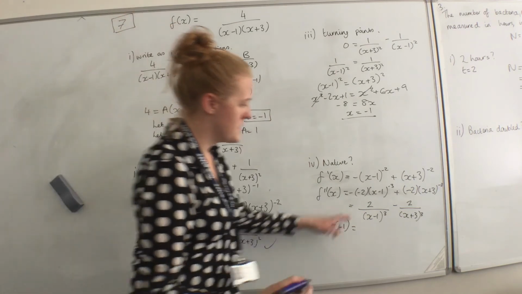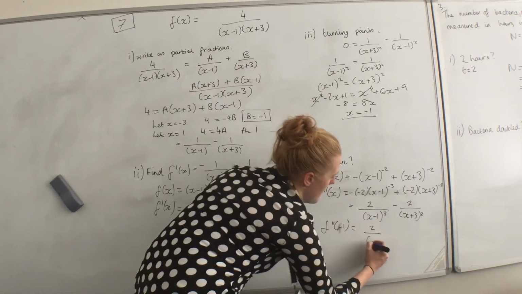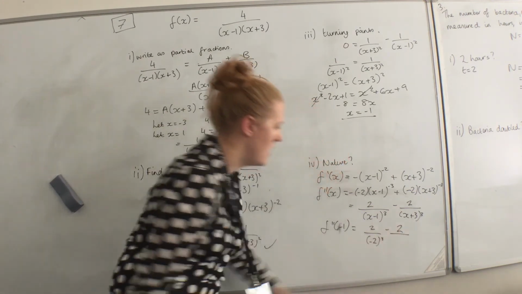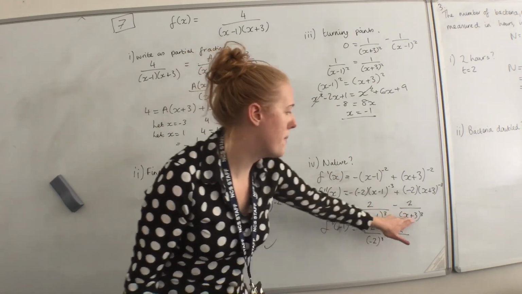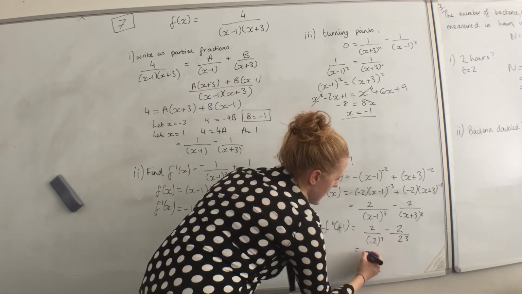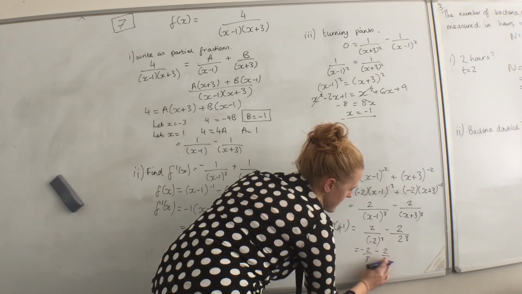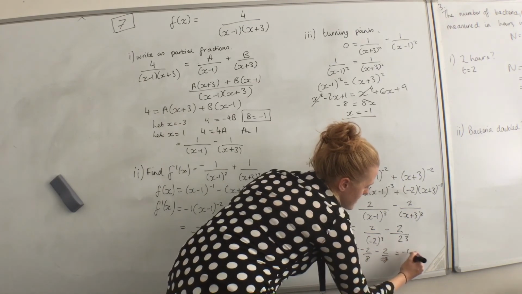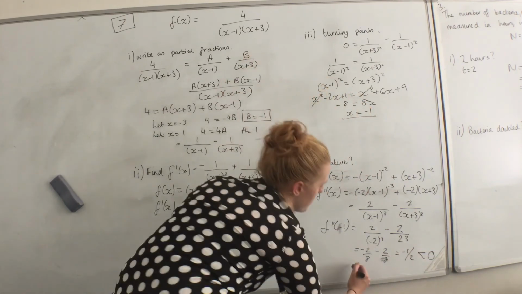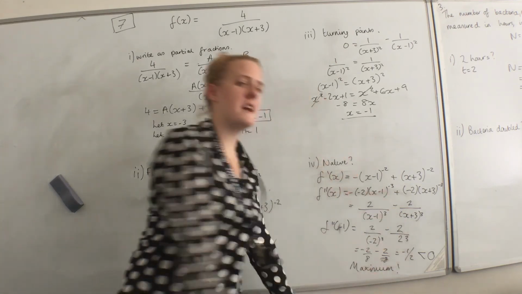I now need to work out what the second derivative at my turning point is going to work out to be. So I'm doing 2 over minus 1 minus 1 cubed, take away 2 over minus 1 plus 3 cubed. So what I've got here is minus 2 eighths minus another 2 eighths, which is minus a half. That is less than 0, so my turning point is a maximum. Okay, thanks.